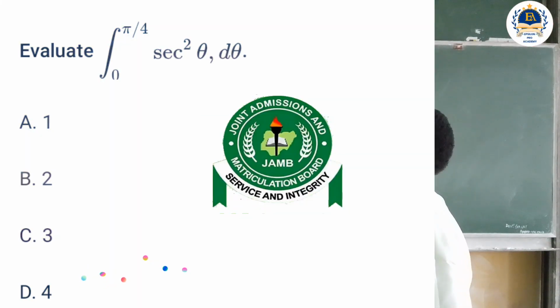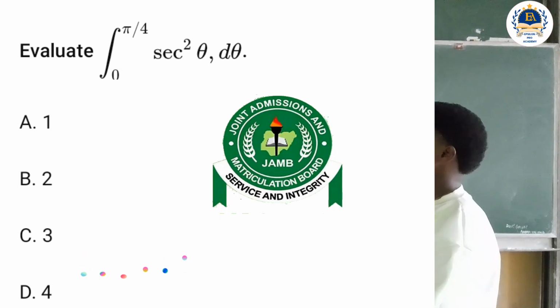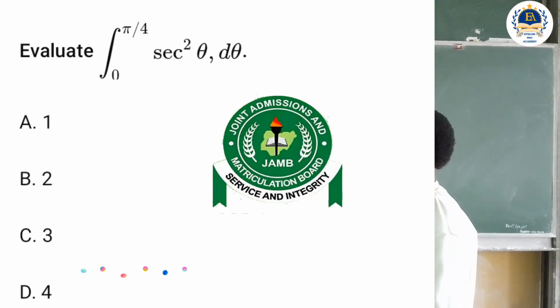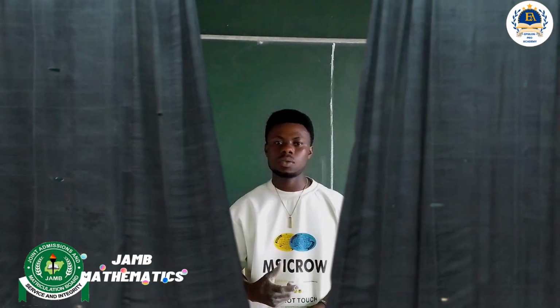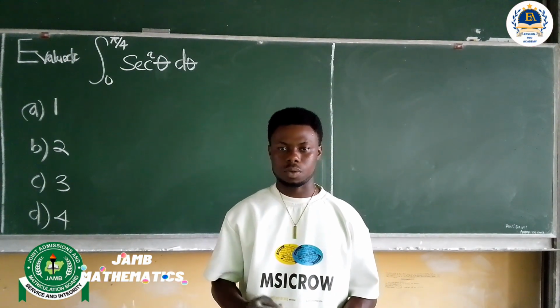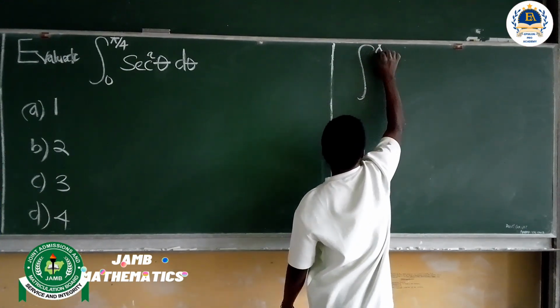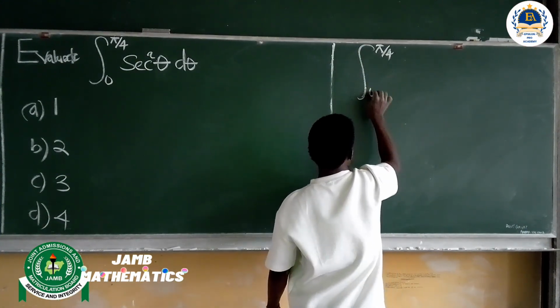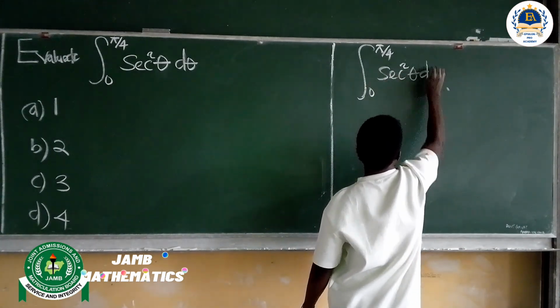Evaluate the integral of sec square theta d theta. This is a definite integral where the upper limit is pi over 4 and the lower limit is 0. Options are given below. The first thing we must do is to integrate the trigonometric function given: the integral from 0 to pi over 4 of sec square theta d theta.